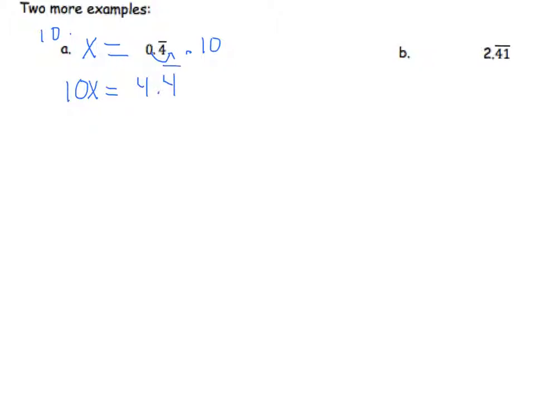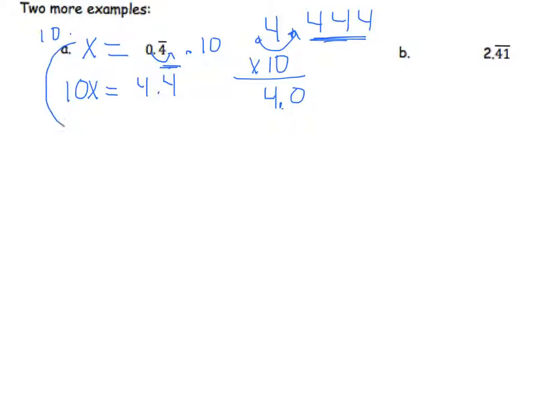4.4 repeating. And again, the reason we get that is if you had 0.4 and you multiplied by 10, you would get 4. But remember that with the repeating decimal, there are lots of 4s after that. So if you move the decimal over one place, there's still more 4s behind it. So that's where the 0.4 repeating comes in. All right, so the next, you rewrite the first equation under the second, making sure to line up those decimals.